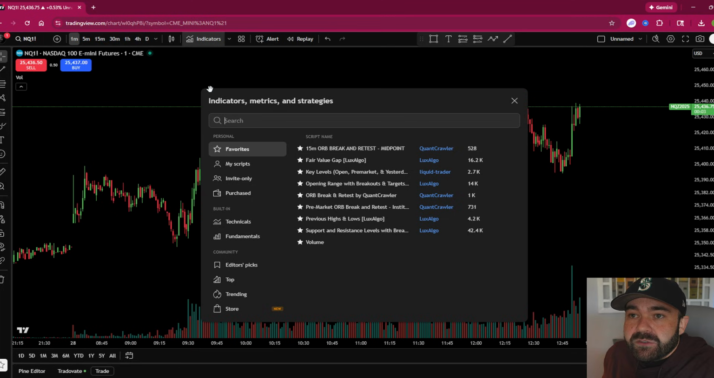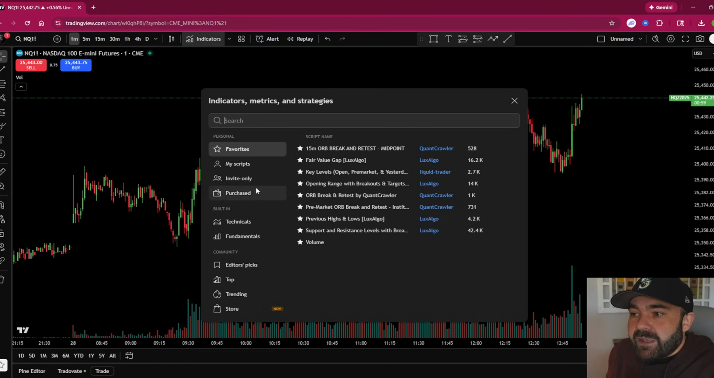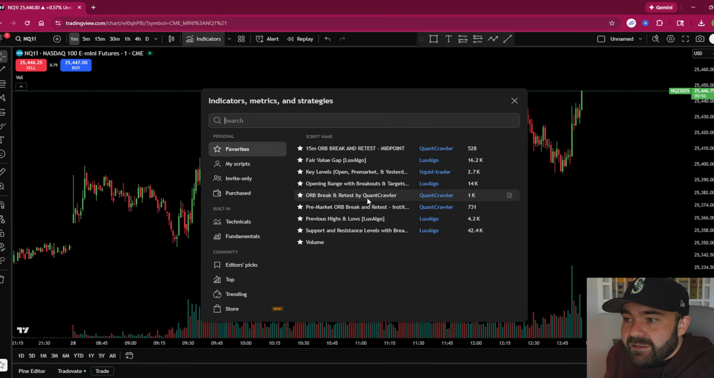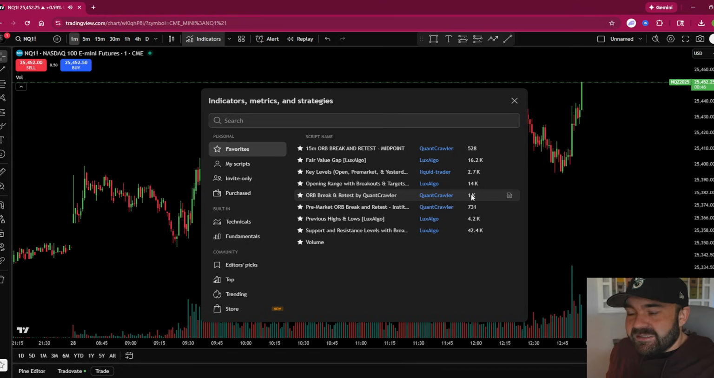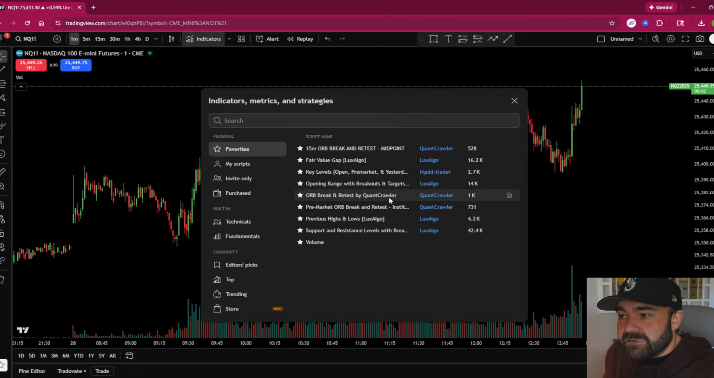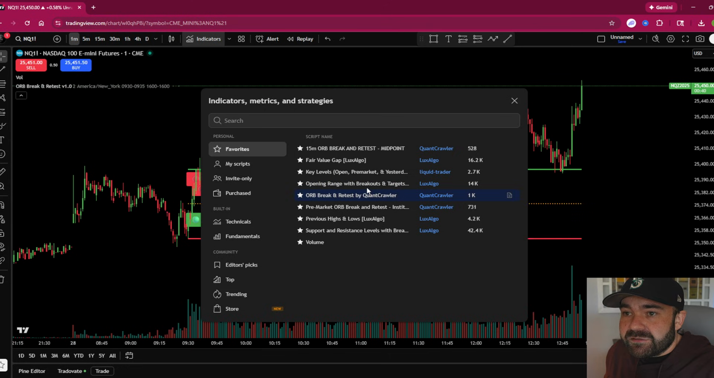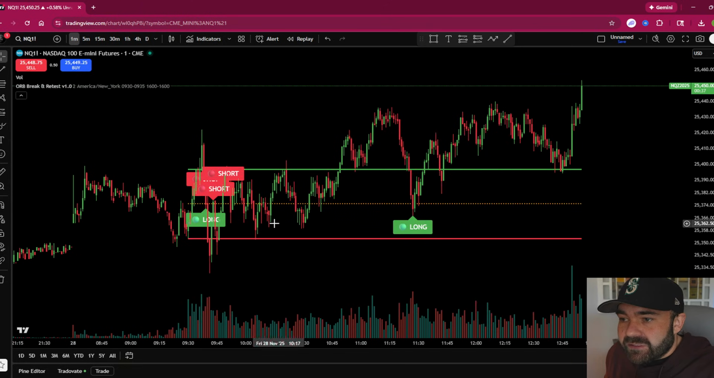So here's what you want to do. Come into TradingView, go to NQ or whatever you like to trade, and you need to find this right here, this indicator, ORB break and retest. You can see I built this, QuantCrawler, that's me. This has been favorited and saved and used well over 1,000 times. You need to add this to your chart. It's going to look something like this.